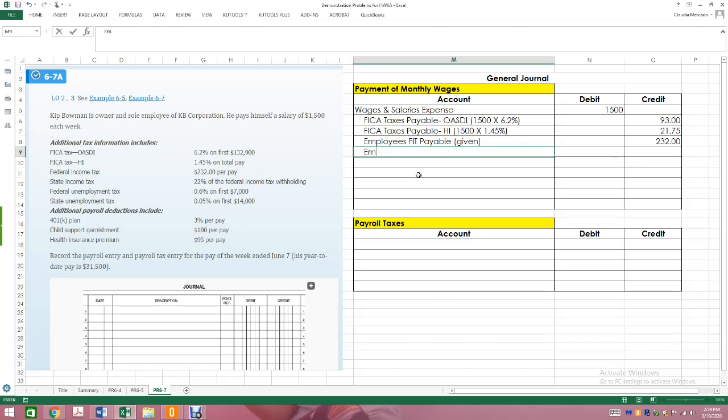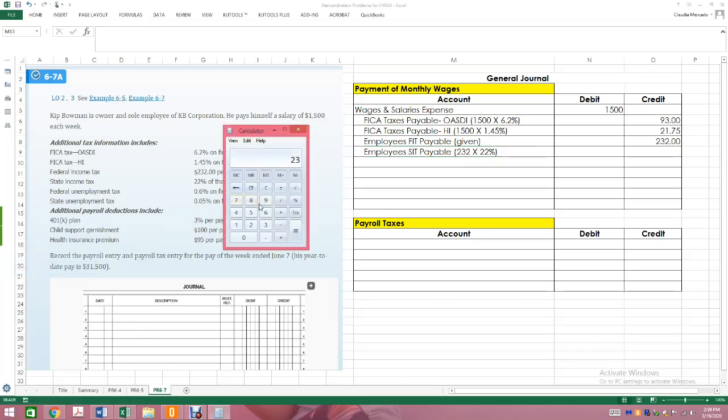We also have employee state income tax. Now, remember, not all states have state income tax. Texas does not have it, but there are some states that do, okay? Now, for this one, they're telling you that the state income tax is 22% of the federal income tax withheld. The federal income tax withheld was 232. So it'll be your 232 times the 22%. Okay? So let's get a calculator. So it's $232 times 22%. That's going to be $51.04.